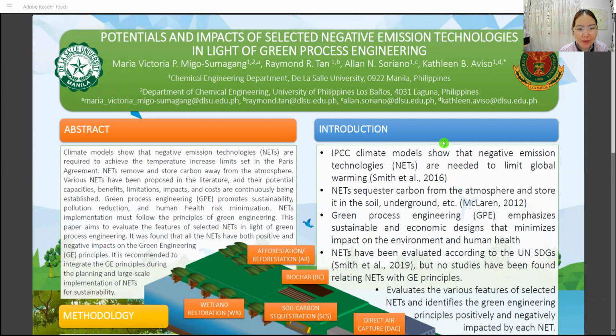Nations have agreed to keep the global warming temperature well below 2 degrees Celsius during the Paris Agreement. The priority solution is to decarbonize or turn away from fossil fuels, so that the industries are now being pushed to pursue a low carbon economy. However, climate models have shown that in addition to decarbonization, we need negative emission technologies, or NETs, to limit global warming. NETs remove carbon from the atmosphere and store it in the soil, underground, or other environmental compartment so that the resulting atmospheric concentration is lower.